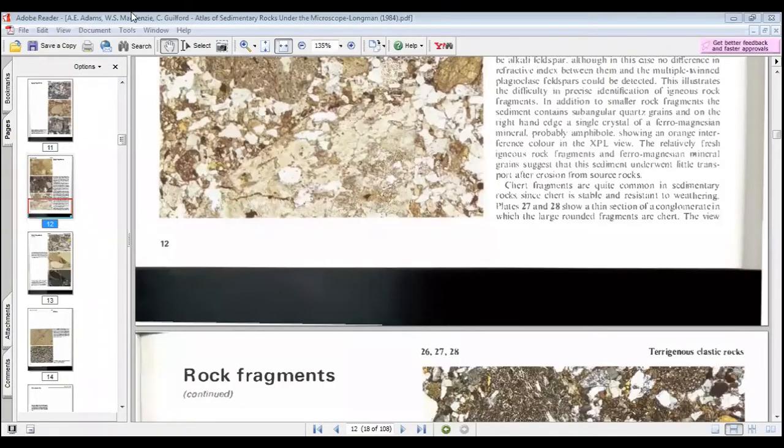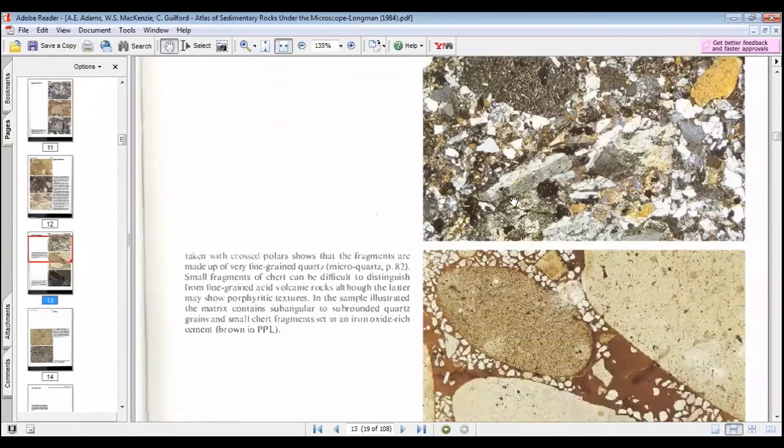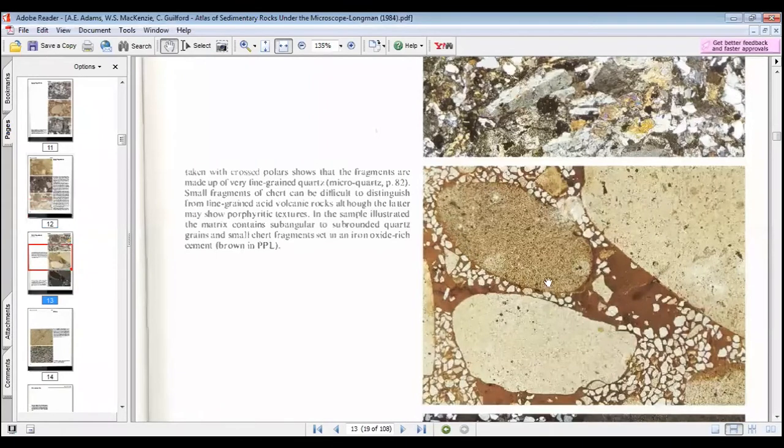And sedimentary rocks are divided into two types. We have clastic sedimentary rocks and we have non-clastic or chemical sedimentary rocks. Clastic sedimentary rocks are mostly made up of materials that have been broken from already existing igneous, metamorphic, or sedimentary rock.